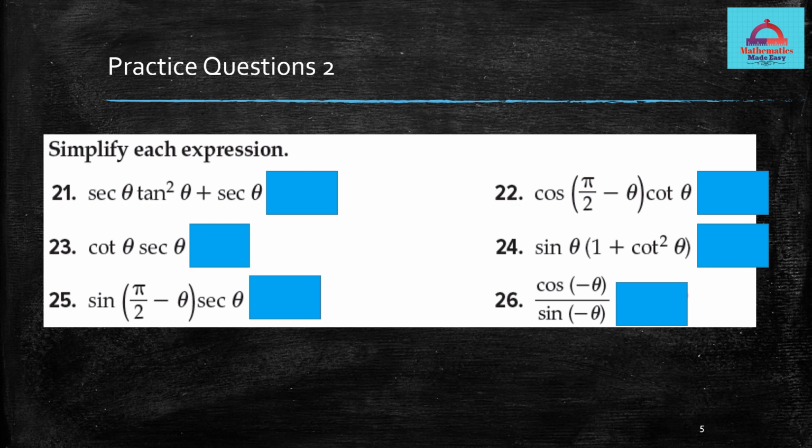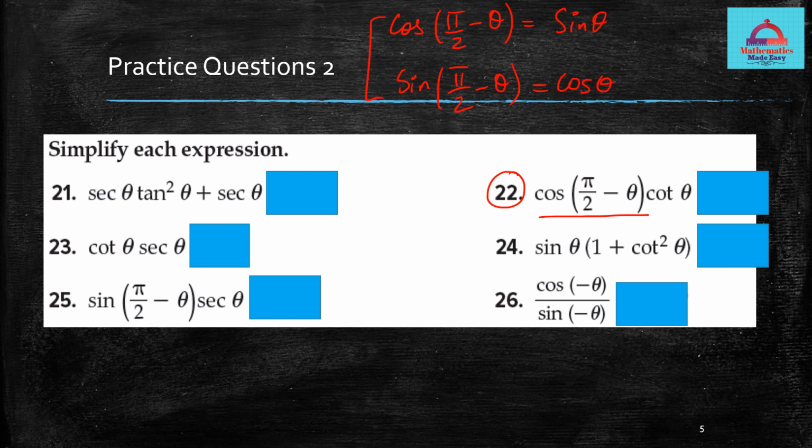So let's do maybe question 22 here. So cos of pi by 2 minus theta. Very easy to identify. This is the co-function identity, and I will write here the identity I'm using. Cos of pi by 2 minus theta is equal to sine theta. The opposite is also true: sine of pi by 2 minus theta is equal to cos theta. So these are your co-function identities.